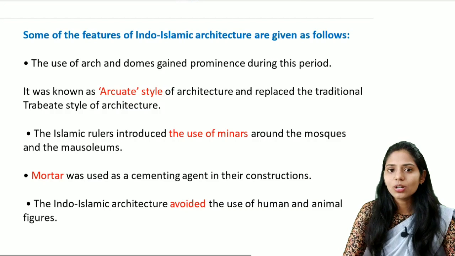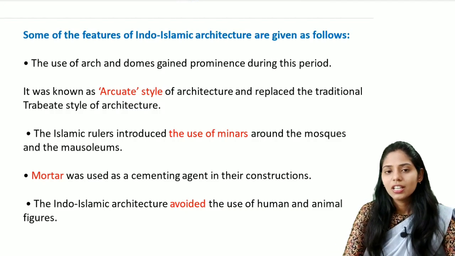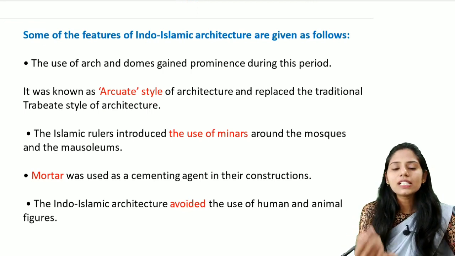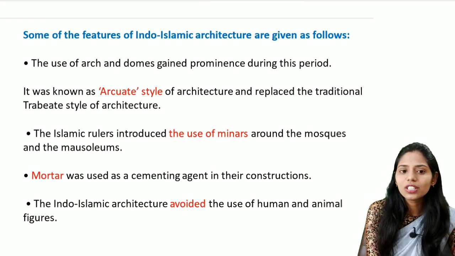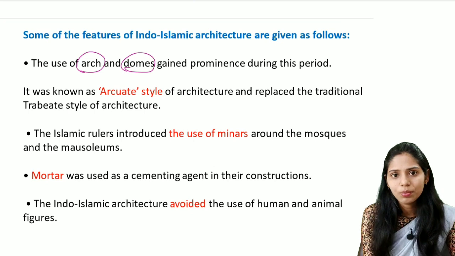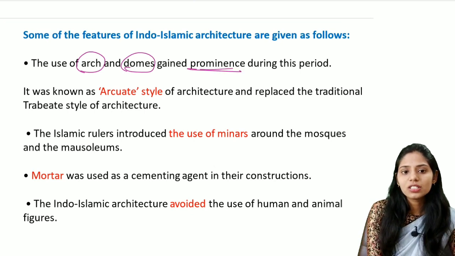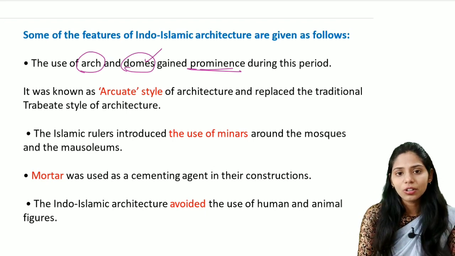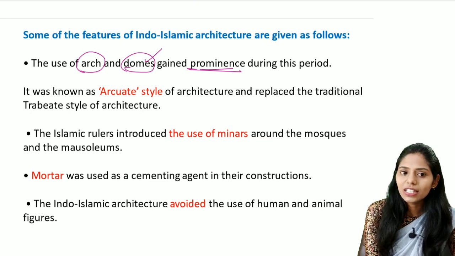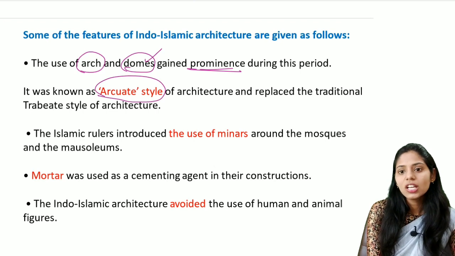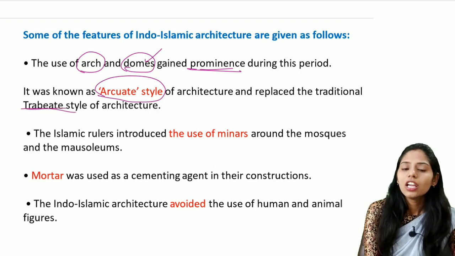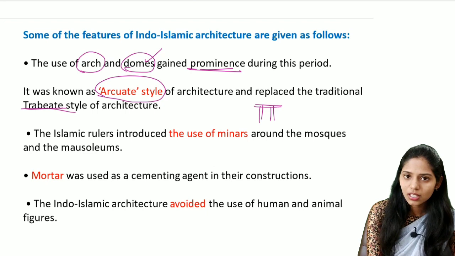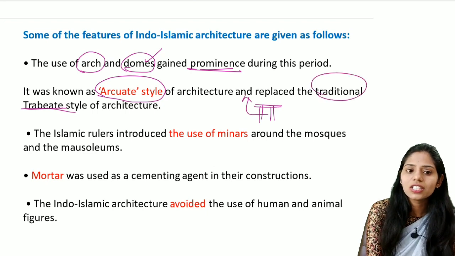There are some features of the Indo-Islamic architecture that you should remember, because you may get a direct question regarding these features in your mains. So let us see those features. The first one is that they started using arches and domes, and these gained prominence in this period. Before also we used domes and arches, but not with that prominence. The prominence came to arches and domes with the entry of Islam. The next one is that it is also known as the Arcuate style of architecture, and it replaced the traditional Trabeate style. The Trabeate style means there are 2 pillars present, and on these 2 pillars another beam is placed in this position. This type of style is called the traditional Trabeate style.